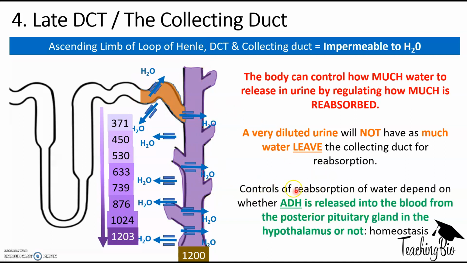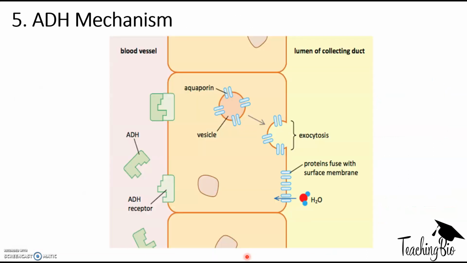And then that is controlled depending on ADH, which is released from the posterior pituitary gland in the hypothalamus. And therefore the balance of the blood water potential depends on this. So if we have lots of water in the blood, we're going to expel that in urine and have less reabsorption of water, and then vice versa. So this is how ADH works. It will get released from the posterior pituitary gland in the hypothalamus, travel in the bloodstream to the kidneys, and bind to ADH receptors. Inside the cells, we've got these watery vesicles with aquaporin channels.